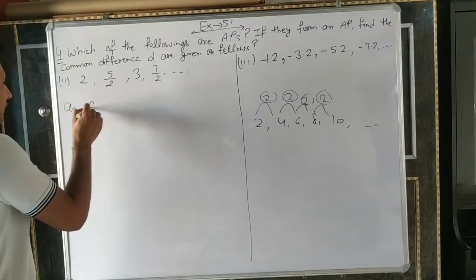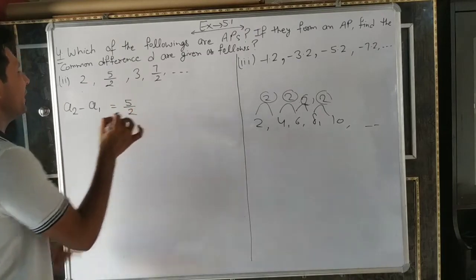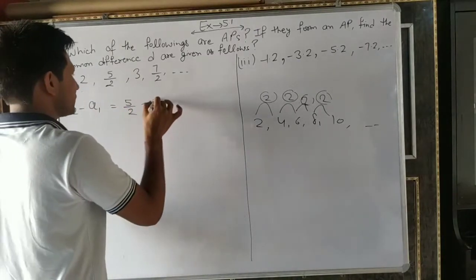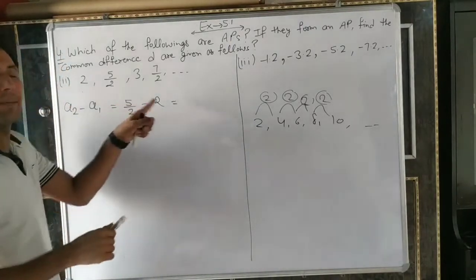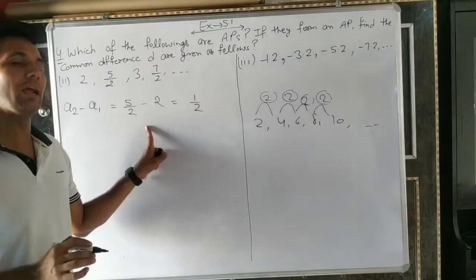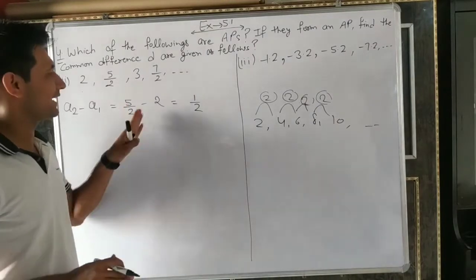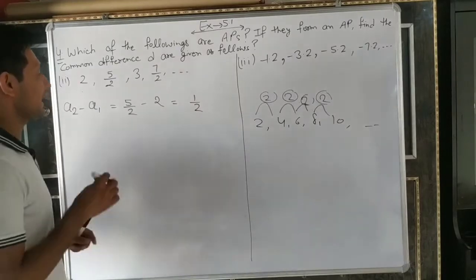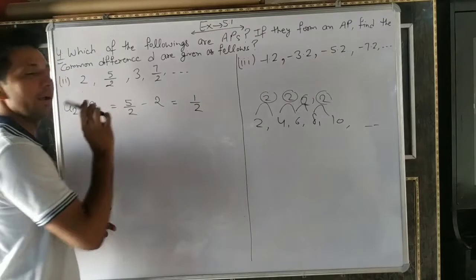a2 minus a1. a2 is 5 upon 2, the second term, okay dear, and the first term is 2. How will we solve it? 5 by 2 minus 2: 2 times 2 is 4, 5 minus 4 is 1, so 1 upon 2. Otherwise you can solve by taking the LCM. Whenever one is a fraction and one is a whole number, you can directly multiply: 2 into 2 is 4, 5 minus 4 is 1, divided by 2.